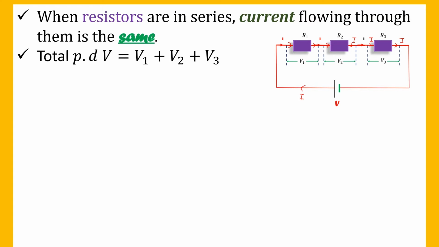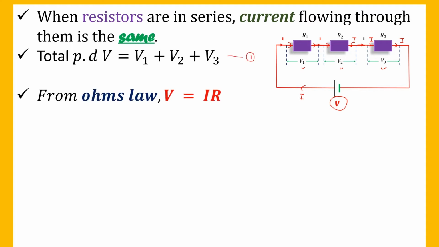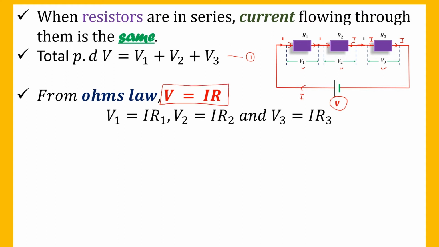Now the total PD V, which is this PD, will be equal to the sum of V1, V2 plus V3. Let us call this equation 1. Now from Ohm's law, we know that V is equal to IR. Then we shall have V1 being equal to the product of the current times the resistance. Then V2 is the product of the current I that flows through R2 times its resistance R2. Then V3 is the product of current I times the resistance R3.